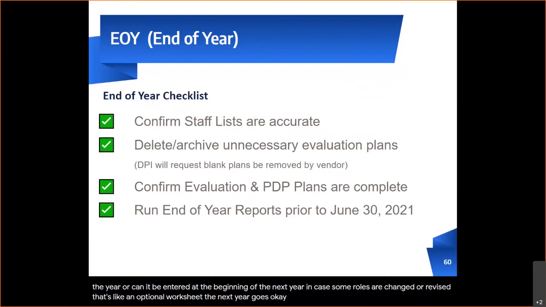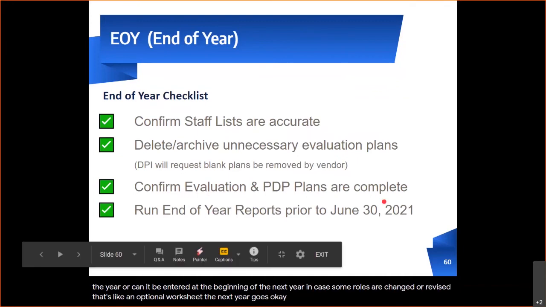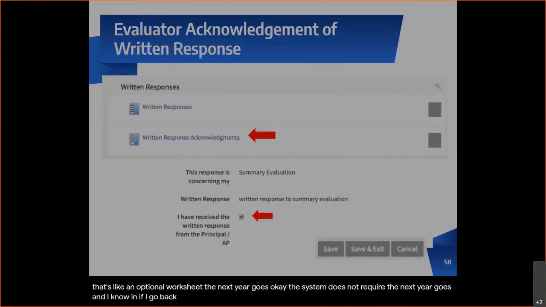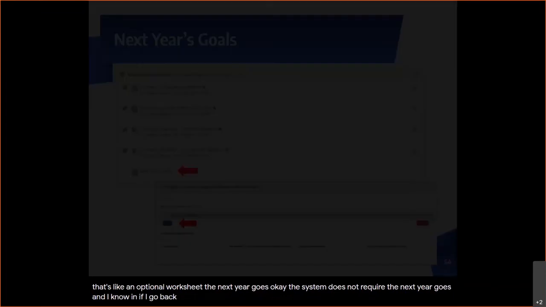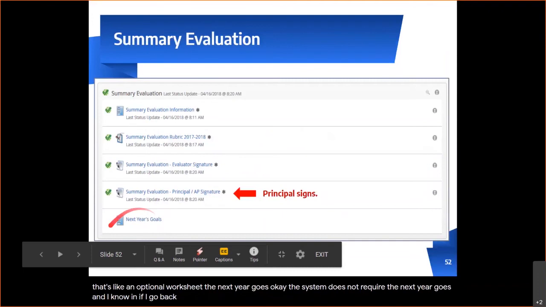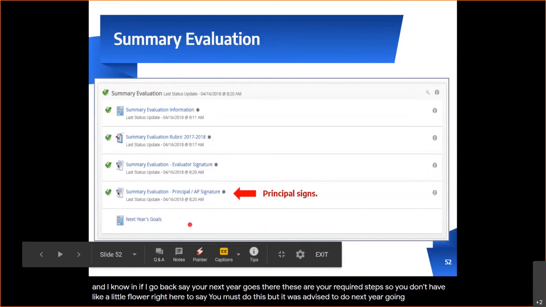Okay. Is that correct? What does the system permit? The system does not require the next year goals. And I know, let me see if I can go back. So your next year goals, these are your required steps. So you don't have a little flower out here that says you must do this. But it was advised to do next year goals, right, Kim, to help?